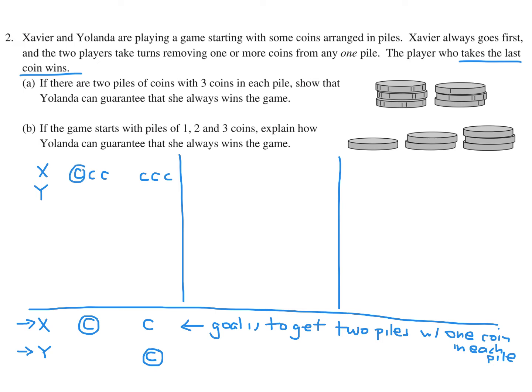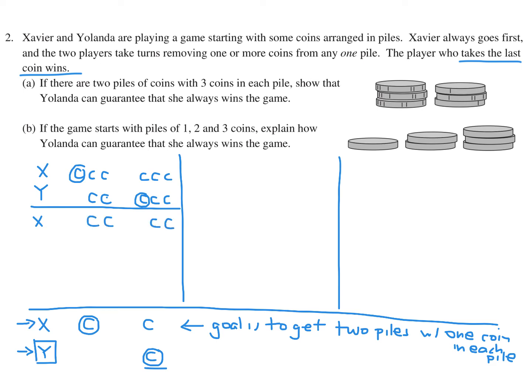Let's say he removes 1, right? That way, we are now into this scenario. And now at this point, Yolanda has to have a strategy that allows her to eventually get down to this scenario where she can just remove that last one. So her strategy will be as follows. She will remove 1.